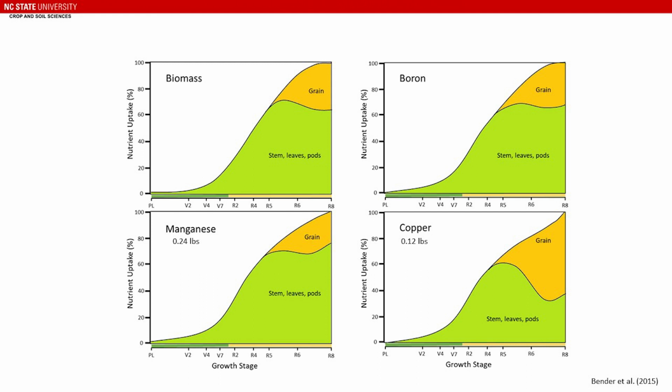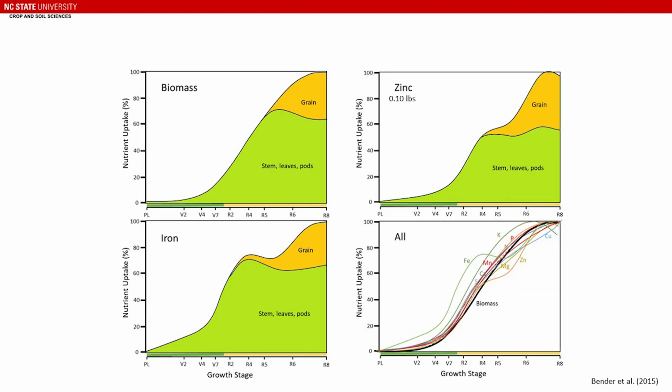For boron, manganese, and copper, you can see again that the shape is very similar to the biomass uptake. For some of these elements, like boron and manganese, the plant takes them up to put them directly in the grain, and for copper, we have a transfer from the leaves to the grain at the end of the season. And for zinc and iron, we have some different shapes.